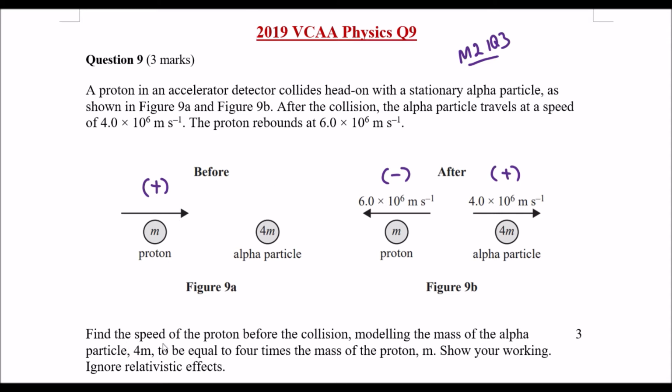The question says, find the speed of the proton. Let's highlight that. Find the speed of the proton before collision, modeling the mass of the alpha particle as 4 times the mass of a proton. Show your working, ignore relativistic effects. Relativistic effects, for those who are in year 11, is talking about special relativity. Obviously, we haven't done special relativity yet in year 11 physics in New South Wales, so we don't have to worry about that. But let's look at how we can work this out.